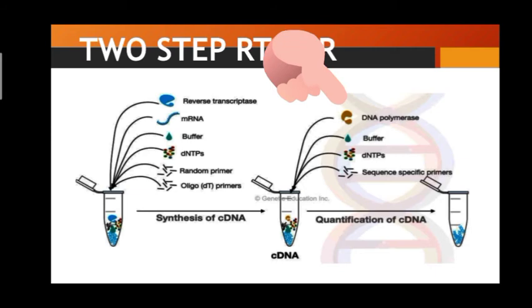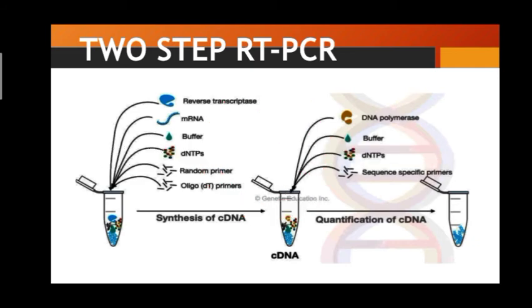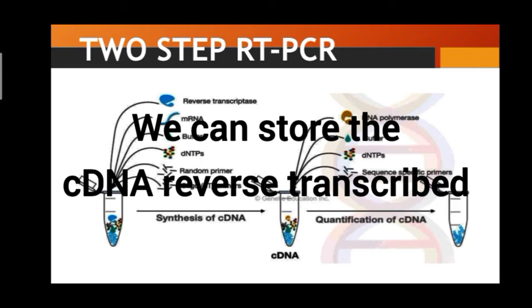In the second reaction, with all other PCR reagents, the normal Taq DNA polymerase conducts the reaction for quantification. Here, reverse transcriptase is not used. In the second reaction, complementary DNA is amplified and quantified, and one of the biggest advantages of the two-step method is that we can store the complementary DNA reverse transcribed from the RNA.